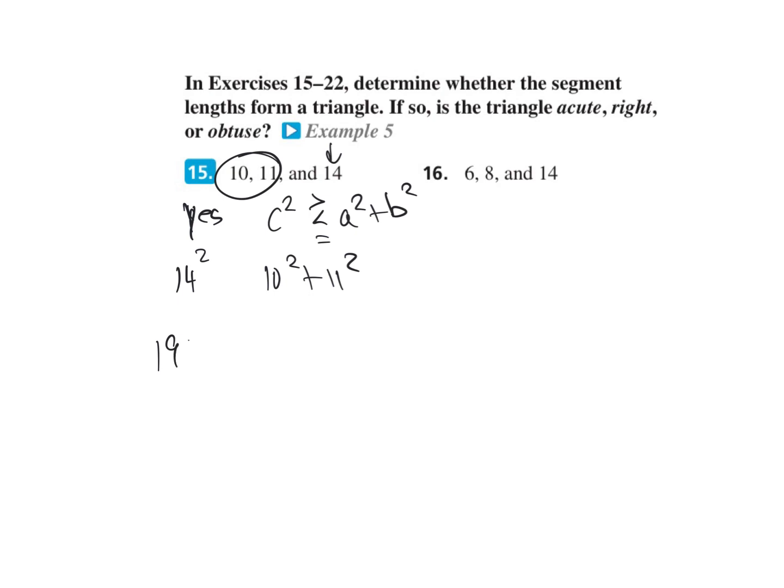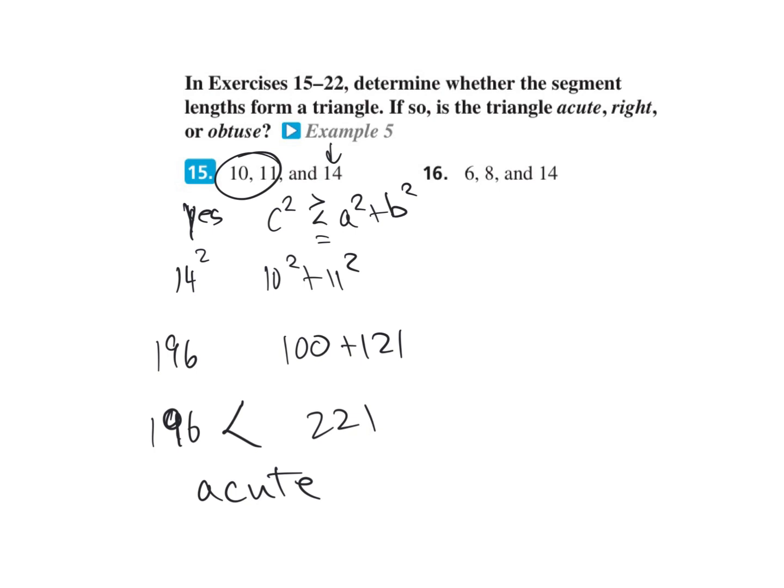14 squared is 196. 10 squared is 100. 11 squared is 121. So 196 and 221. Well, so c squared is smaller than 221. So that means this is an acute triangle.